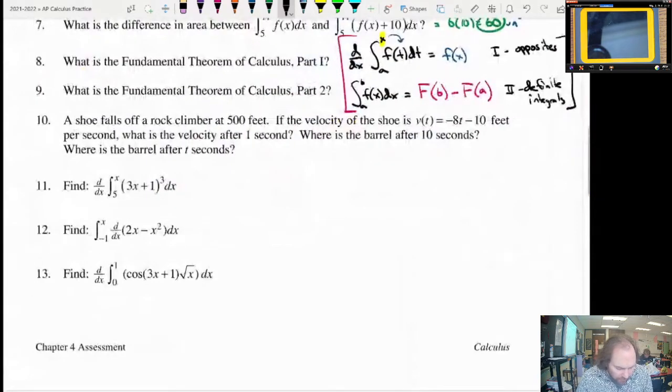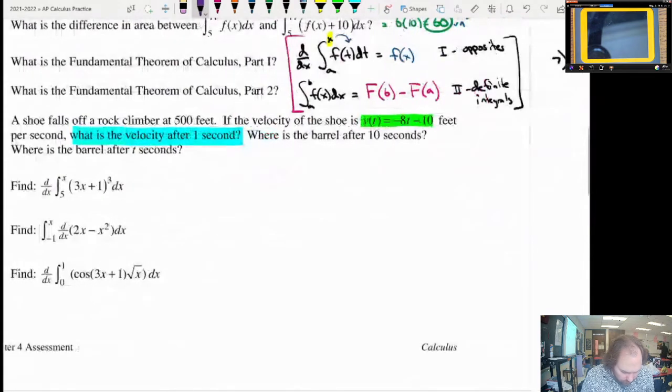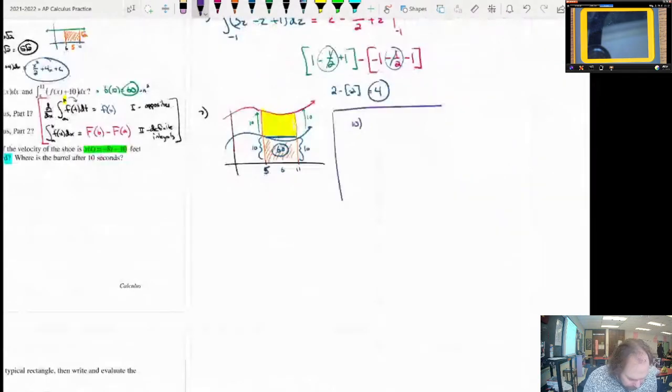Number 10: a shoe falls off the rock climber at 500 feet. The velocity of the shoe is given to us by this velocity function. What is the velocity after 1 second? That's an easy question to answer. I'm going to do it off to the side, though, because I need some room for this question. This is number 10. I'm going to draw a little box around my work here.